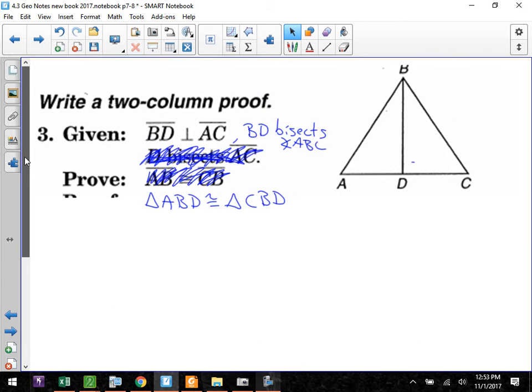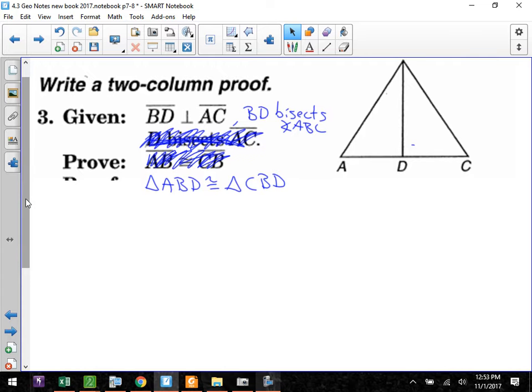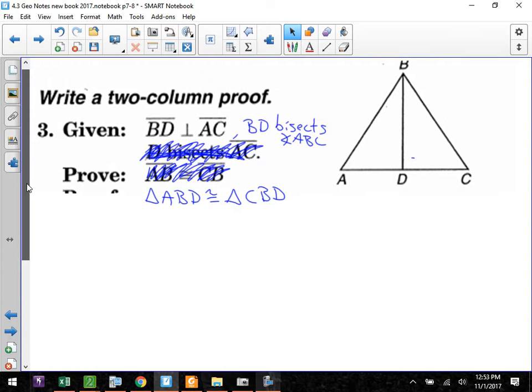I forgot to save it. Try another one. This one's got a perpendicular line. So take a few minutes. Use your sheet. All right.